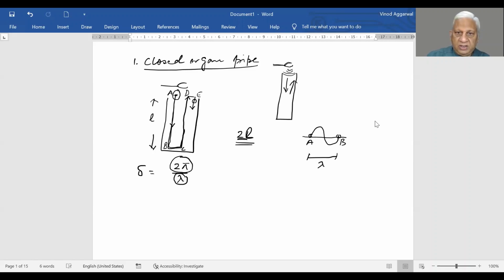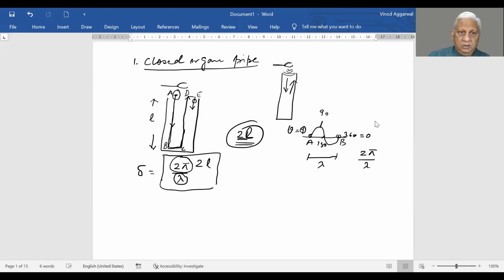and starting from theta equal to zero, it became 90 here, 180 here, and 360 again here. 360 means same as zero. So it covered a 2 pi angle for traveling lambda distance. So this is for traveling lambda distance, and this is the difference created on account of just making one trip down and one trip up.